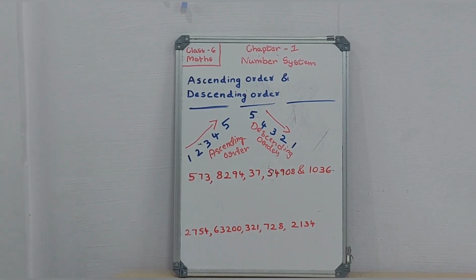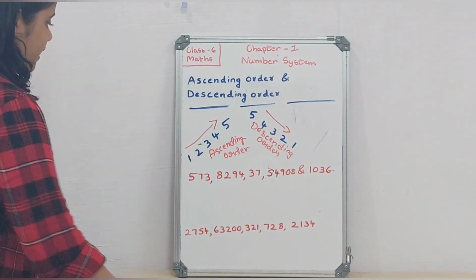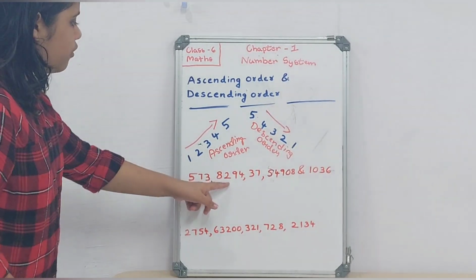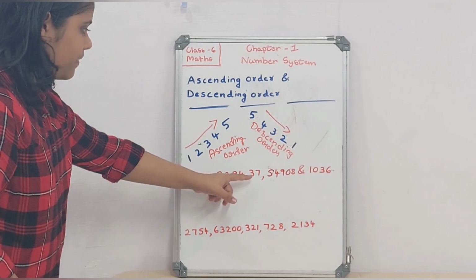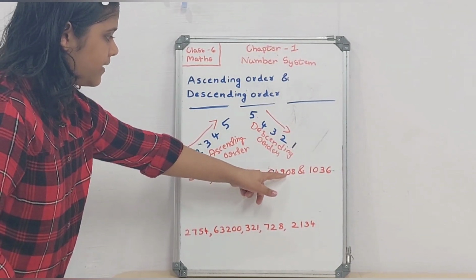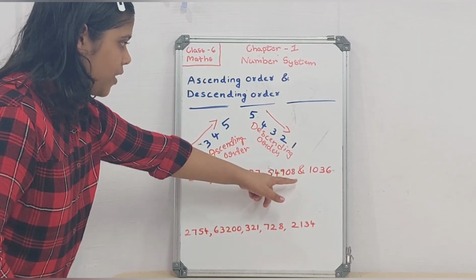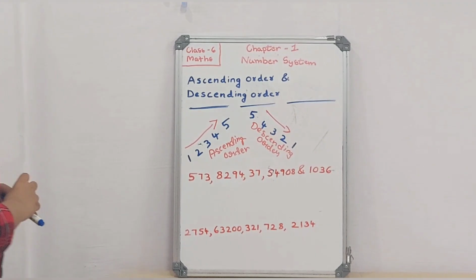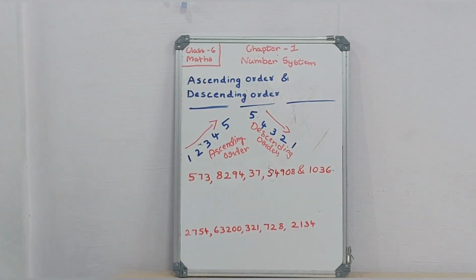Now let us see some questions. Here we have 573, 8294, 37, 54908 and 1036. Okay, now let us write this in ascending order.